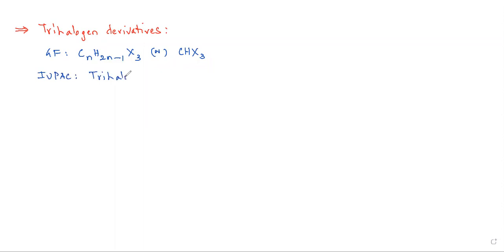Now the trihalogen derivative. See the general formula of trihalogen derivatives can be given as CnH2n-1X3 or CHX3. The IUPAC name is, of course, trihaloalkane.